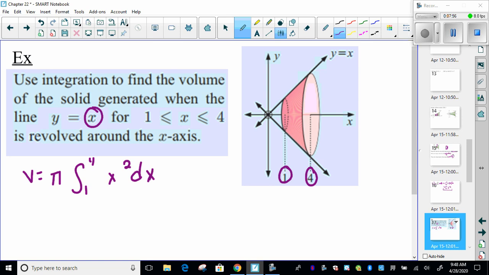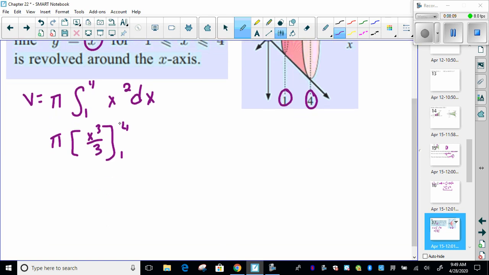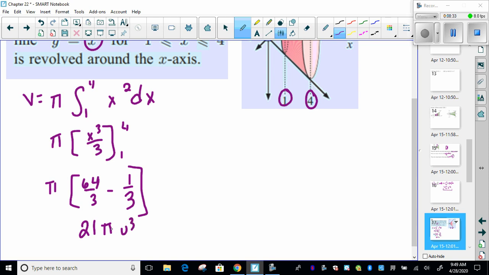So therefore, when I integrate this, I get pi times x cubed over 3 from 1 to 4. And then I need to substitute those values in, so that's pi times 4 to the third, which is 64 thirds, minus 1 third. So 64 thirds minus 1 third is 63 thirds, and 63 thirds is 21. We attach that pi. We are doing volume, so this is 21 pi units cubed.